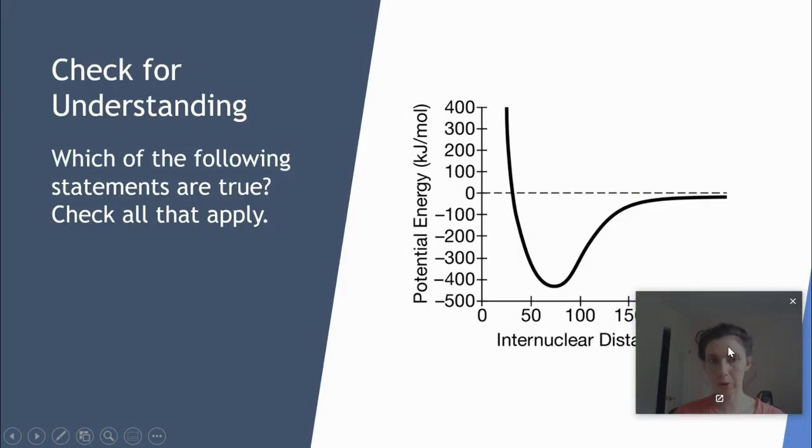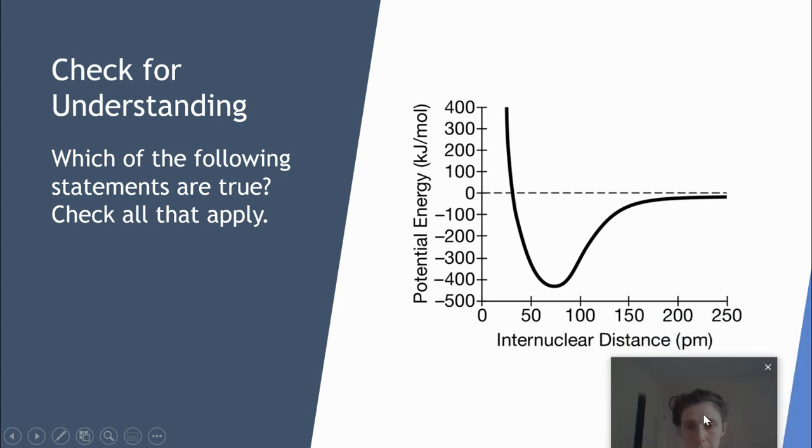So check for understanding. Which of the following statements are true? So again, this is a graph that shows the potential energy over a specific distance of two atoms. So at zero, we're right on top of each other, so the potential energy would be through the roof. They're really repelling each other. As we slowly pull them apart, each picometer, which is 10 to the negative 12 meters. So remember, we're dealing with atoms. We're on a tiny, tiny scale. We end up hitting this low potential energy around 70 picometers.